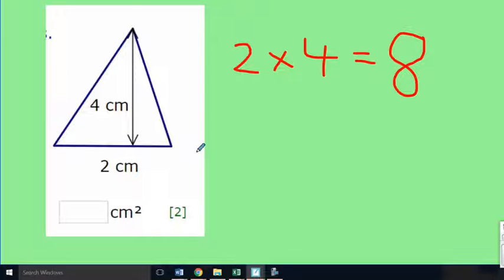Now, don't forget to half your answer. And on the next slide, I'm going to show you why we actually half our answer. It's important to know why. So for this one, I know that half of 8 is 4.